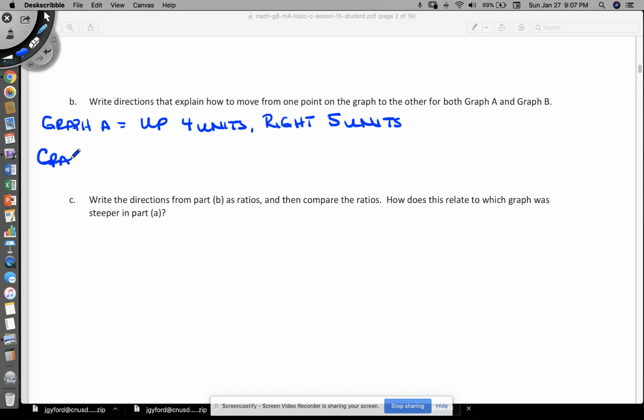Now graph B, as you probably found, you went up 1 unit, so a very small rise, and you went to the right 12 units, so a large run but a small rise. And again, we're going to go ahead and compare. So I'm actually going to let you go ahead and do number C, or letter C, I should say.